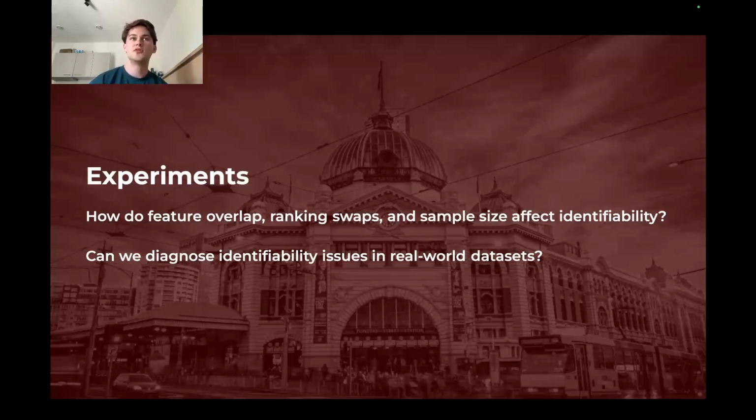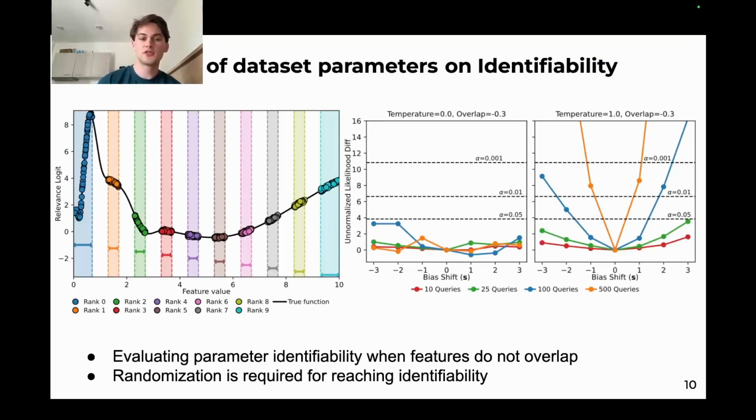So we use two experiments in this setting to both demonstrate how our method works and to validate our ideas. So first we investigate how parameters of the data sets such as feature overlap, swaps in rankings, and sample size affect identifiability. And we consider whether we can diagnose identifiability issues in real-world datasets. So first we consider the effect of dataset parameters on identifiability. And these are a bit complex graphs, but I'll walk you through them.